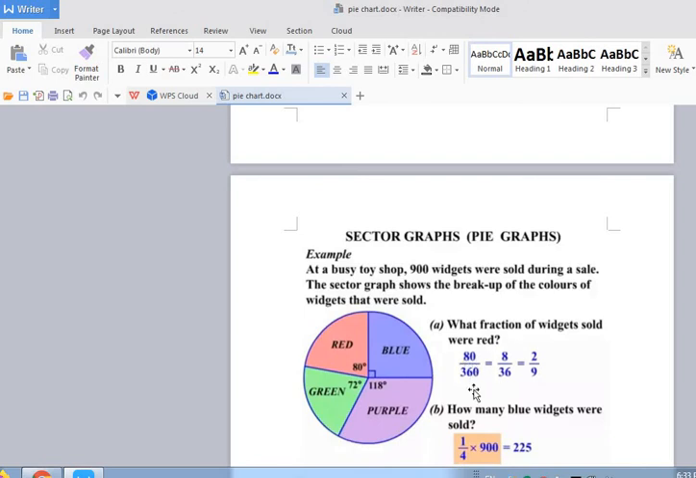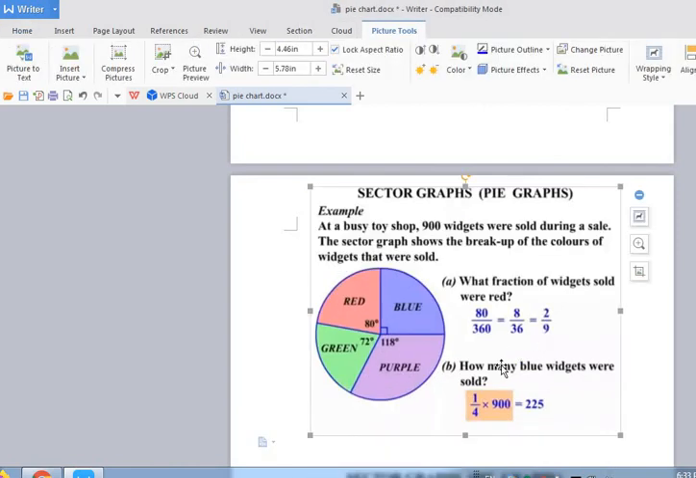So here I make what? Simplify. What does it mean to simplify? Simplify means divide. 80 and 360, the 0 goes with 0, then 8 and 36, 8 divided by 4 and 36 divided by 4 will give me 2/9 after simplifying. After this, how many blue widgets?